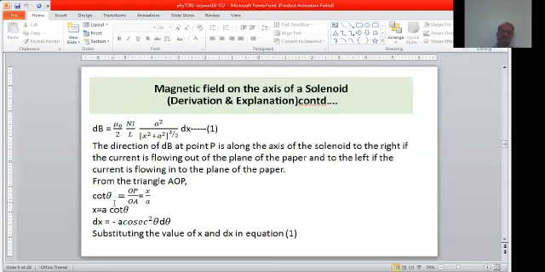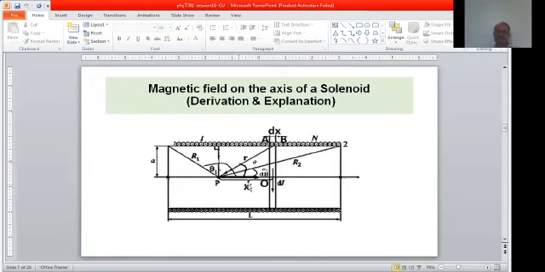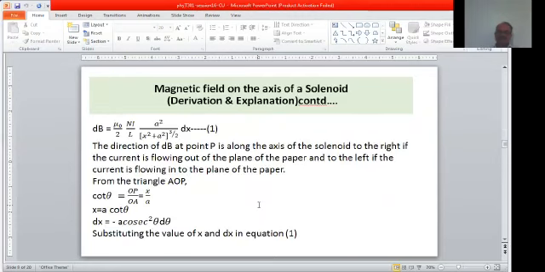Then from the figure, cot theta is actually the reciprocal of tan theta. Tan theta means opposite side divided by adjacent side, but cot theta is adjacent side divided by opposite side. Therefore, OP divided by OA is equal to x by a from the figure. Here, in the figure, OP is x, OA is the radius of the coil. So x is equal to a cot theta. Differentiate this equation, it becomes dx is equal to minus a cosec square theta d theta, because the differentiation of cot theta is cosec square theta. So simply the trigonometric formula is used here.